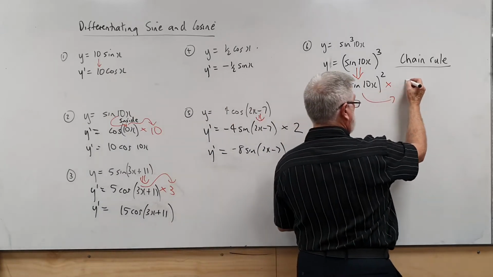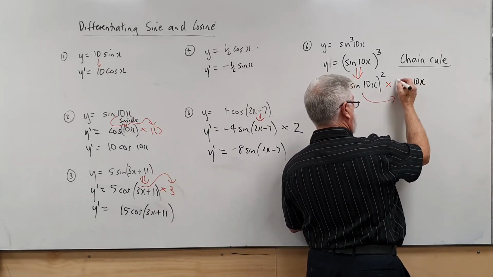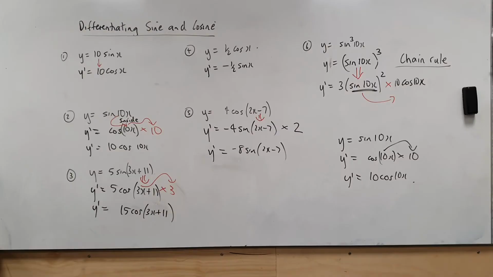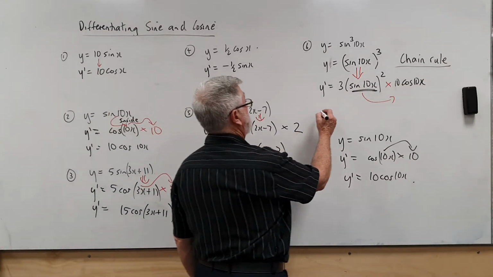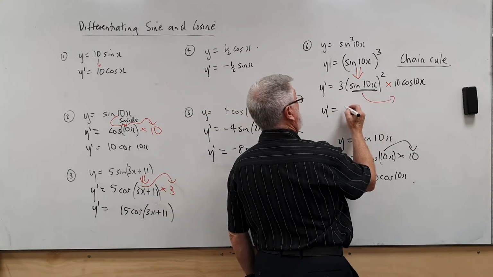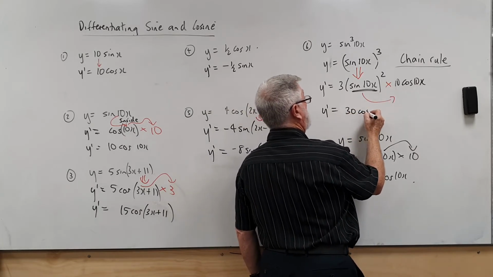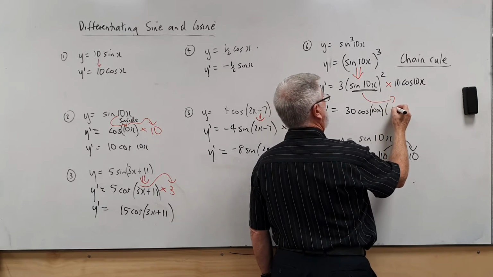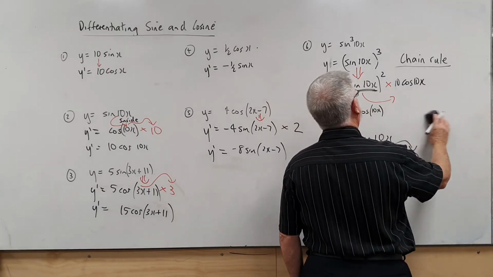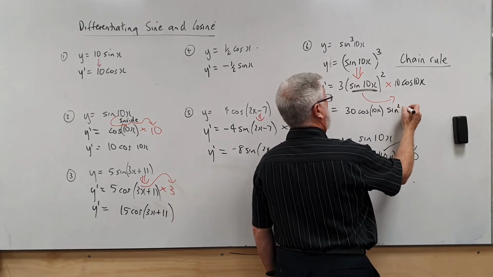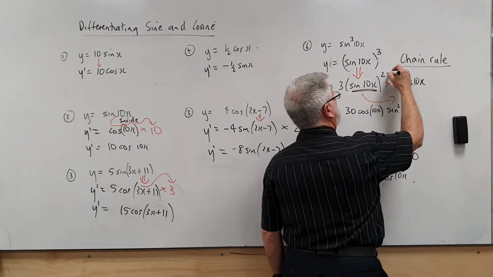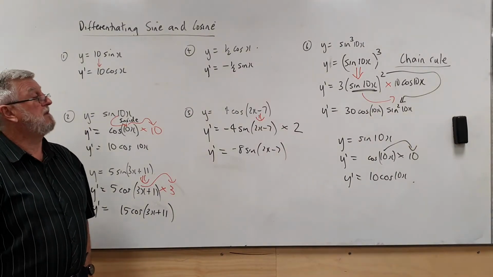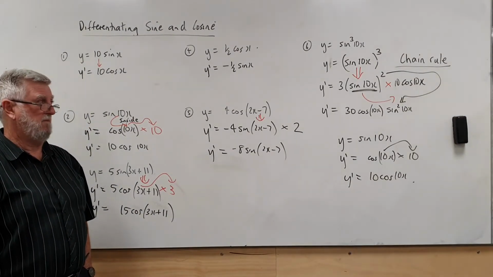Sine becomes cos with a 10. Is the question done? Now, I didn't finish writing this up. So we've got a 30 cos of 10x, and most people would probably put a bracket there. No, I wouldn't have to put a bracket. I can just go sine squared 10x. That little squared goes back to there. That's the answer. You can see what messes people up, big time.